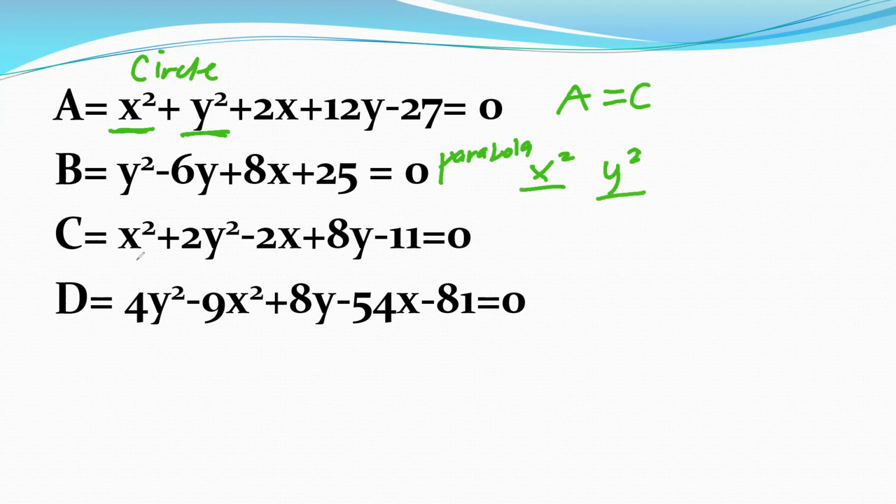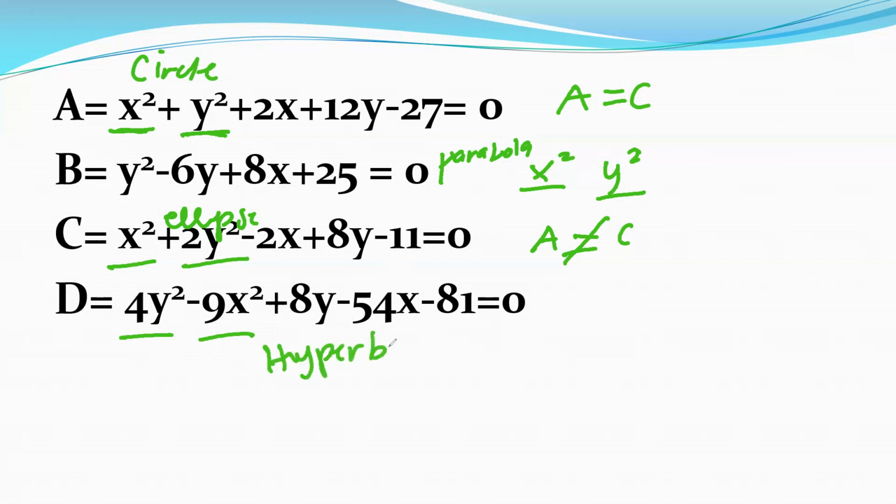And then, for letter C, kung mapapansin mo yung x squared and y squared, parehong positive, pero magkaiba yung numerical coefficient. Magkaiba yung A and C. They are not equal. So, therefore, that is an ellipse. Okay? And then, sa letter D, kung mapapansin mo yung x squared and y squared, magkaiba sila ng sign, tapos magkaiba rin yung numerical coefficient. Pag ganyan yung case, we can say that it is a hyperbola.